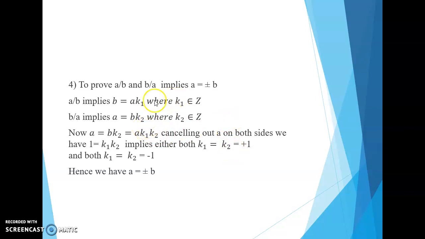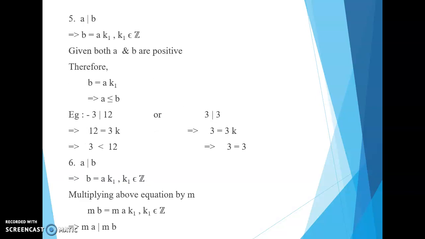Now the next property which we are having is to prove A divides B and B divides A implies that A is equal to plus or minus B. Again, applying the definition of divisibility, if A divides B, we have B is equal to AK1 and B divides A implies A is equal to BK2. Substituting one in the other, we are having 1 equal to K1 into K2. 1 can be a product of two integers provided either both are plus 1 or both are minus 1. Hence proving that A divides B and B divides A implies that A is equal to plus or minus B.